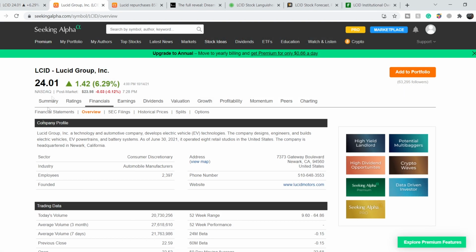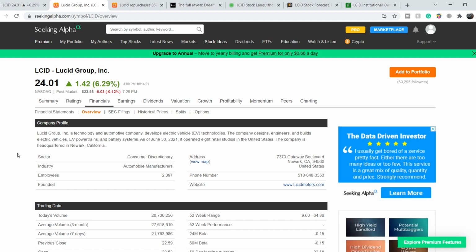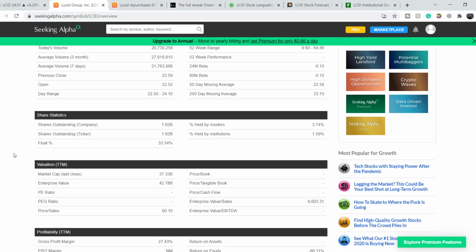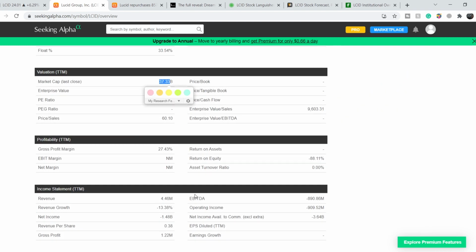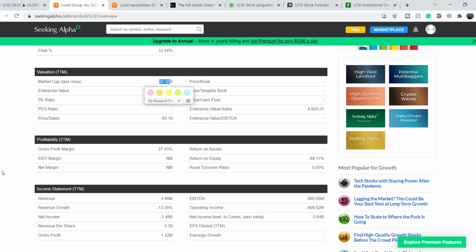Let's start with the company profile. For those of you who don't know, Lucid Group, a technology and automotive company, develops electric vehicle technologies. The company designs, engineers and builds electric vehicles, EV powertrains and battery systems. And for now, this company has a total market cap of $37.33 billion. And we cannot rely on these numbers because it is the numbers from the SPAC company. And we all know that in July, they closed the deal of the SPAC merger with CCIV. And that's why these numbers are irrelevant to the production of Lucid Air cars.